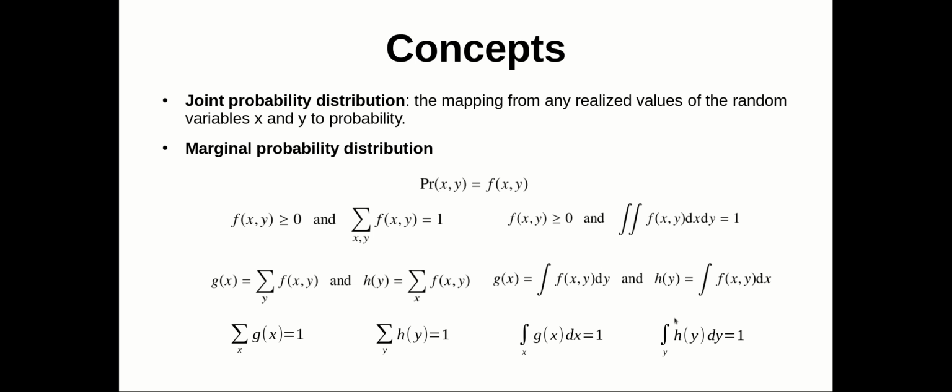After this marginalization process, what we have obtained is the so-called marginal probability distribution of x or y. One of the concepts that's closely related to marginalization and the joint probability distribution is something called a contingency table.